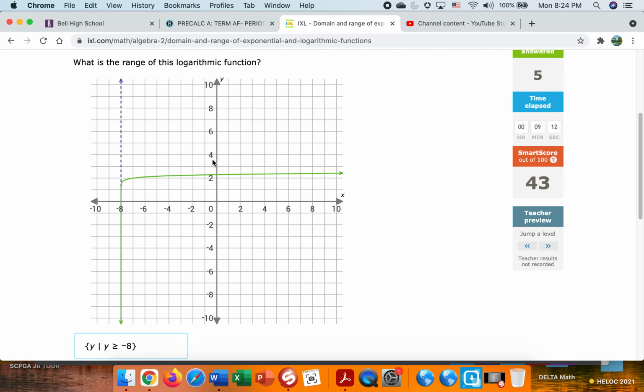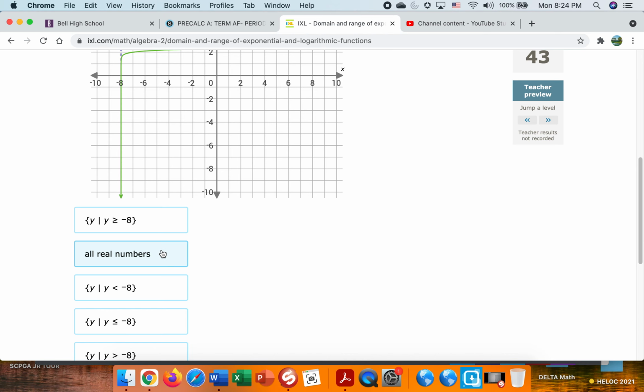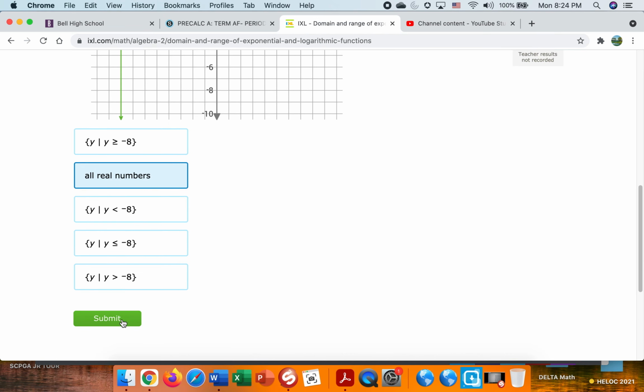How do you know when it stops or it has a kind of like a limit? When you see this, but see, this doesn't pertain to the range. That pertains to the x. The range is the y. So all of negative infinity all the way to all the positive infinity, that's all real numbers. Okay, submit.